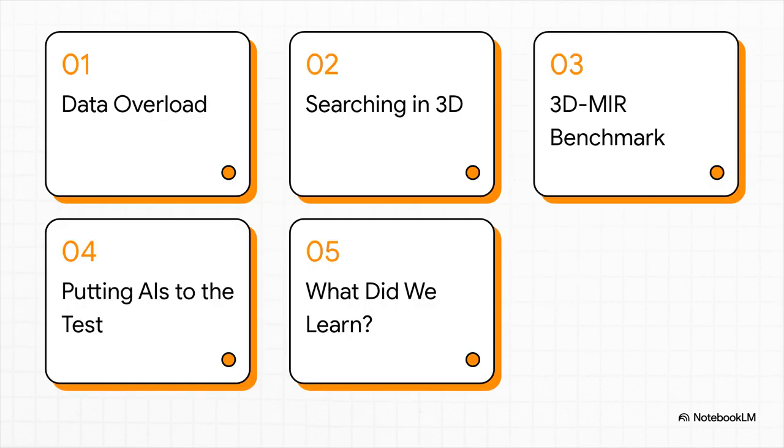All right, here's how we're going to break it all down. First, we'll dig into the data overload problem that radiologists are dealing with. Then, we'll get into why searching in 3D is so uniquely tricky. After that, we'll introduce a new standardized test for AI called the 3D-MIR benchmark, see how different AI models stacked up, and finally, we'll talk about what we learned from it all.